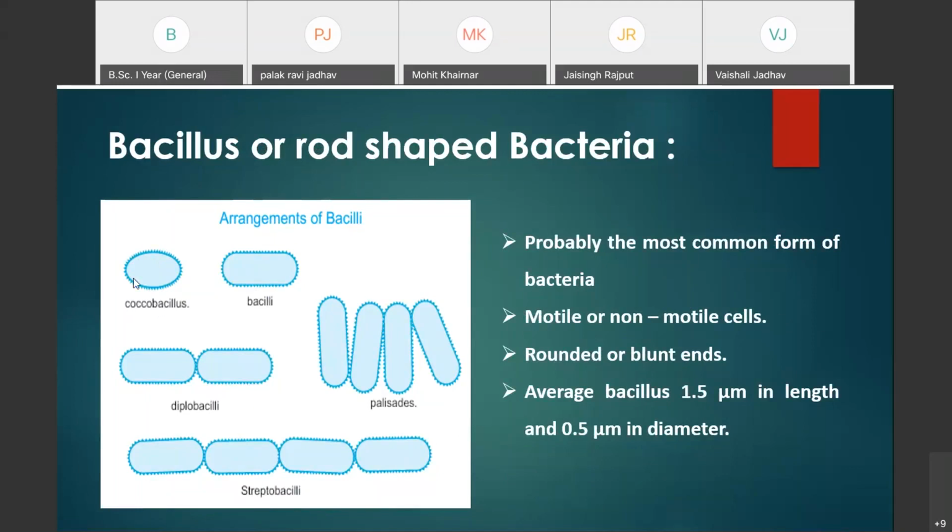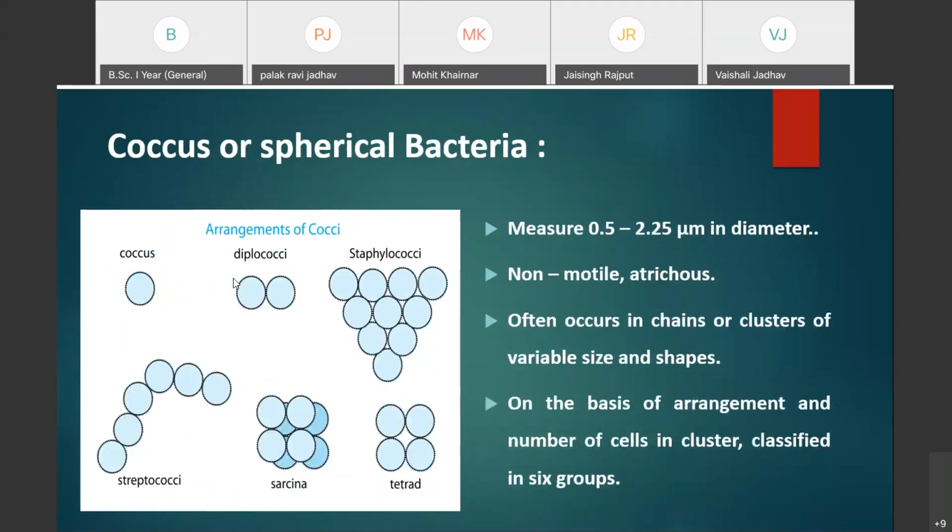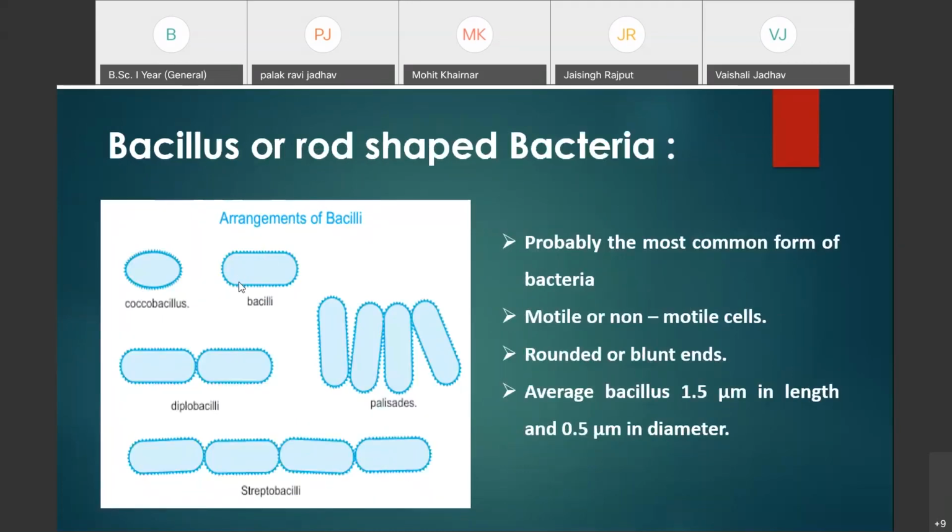There are certain bacillus or rod shaped bacteria which are very small and cannot be distinguished or differentiated from the spherical bacteria or the cocci, and therefore these are said to be the coccobacillus. Here you can see the bacilli, the rod shaped bacteria.